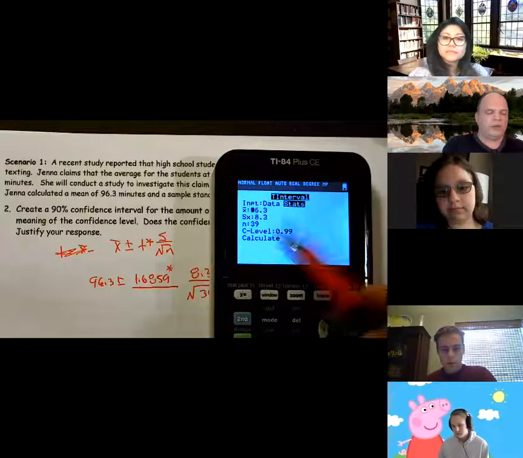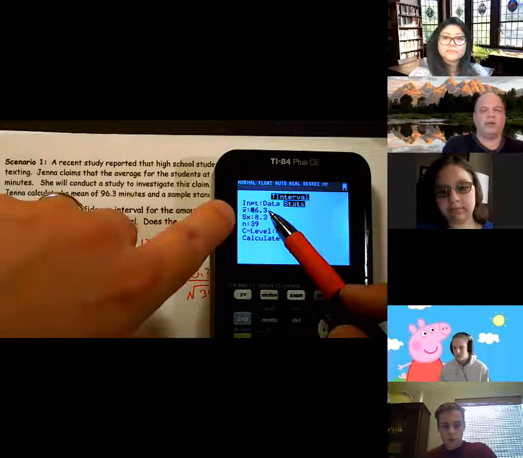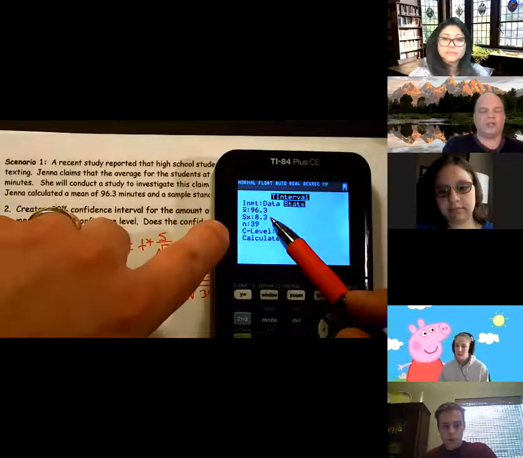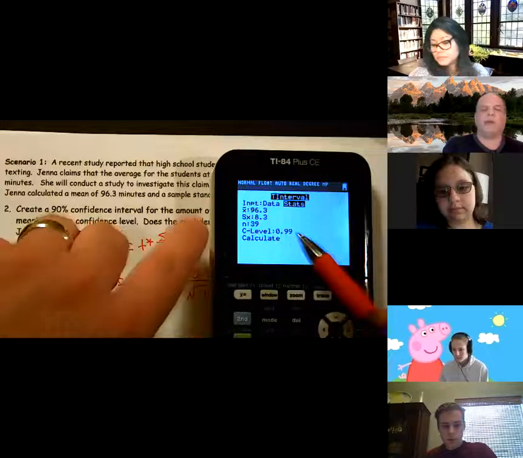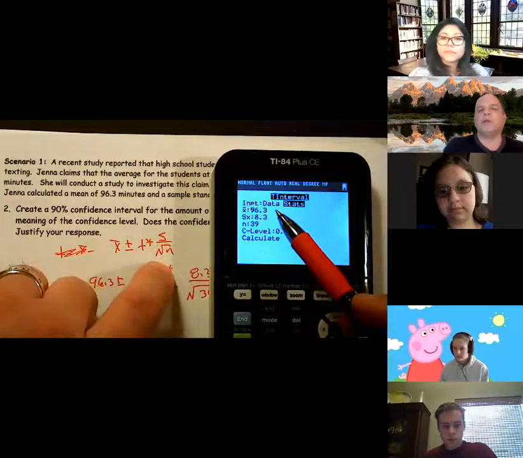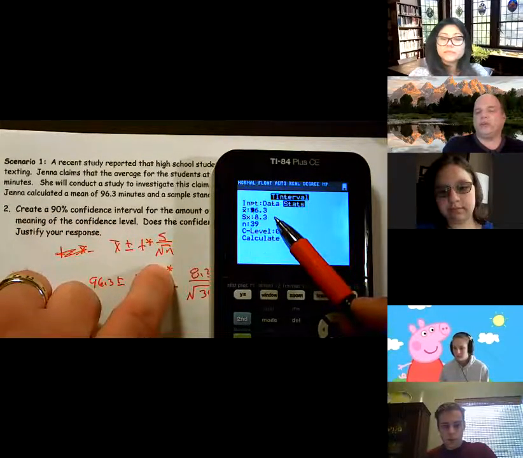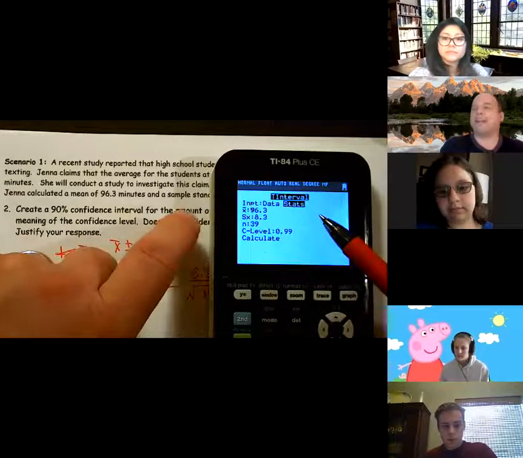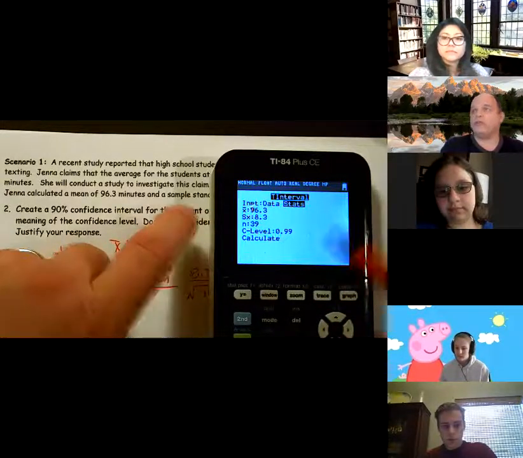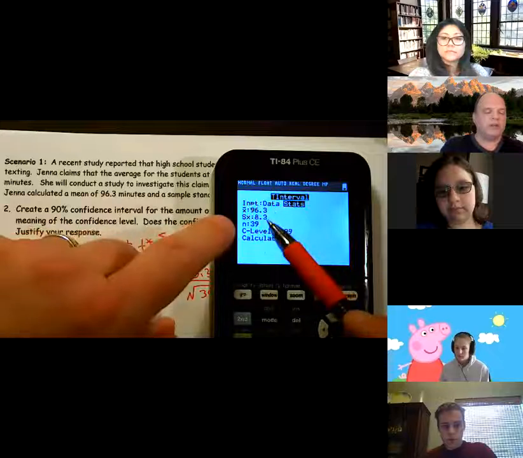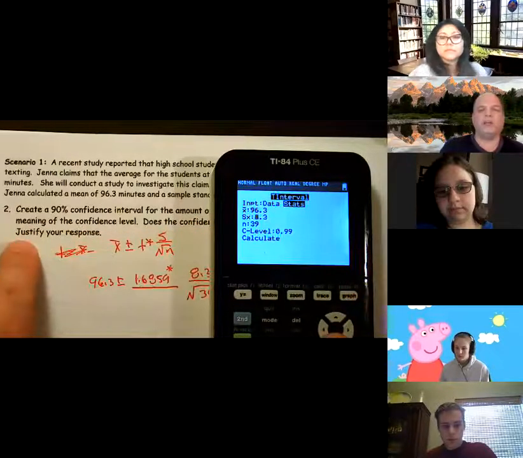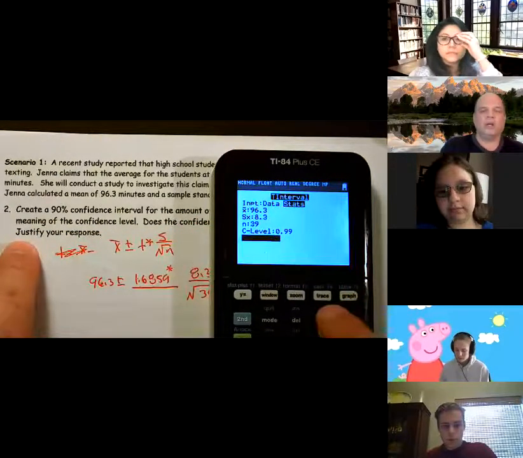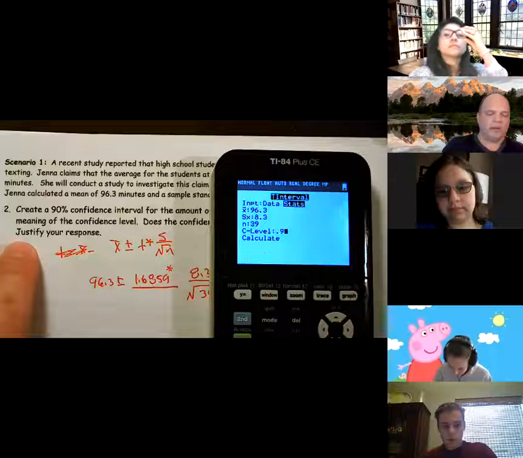I have 96.3 as my sample mean. Make sure you're using the sample mean because it's x bar, my sample standard deviation, and my n of 39. I'm going to make one little comment real quickly. The reason we're using t as opposed to z is because we're working with the sample standard deviation. I should have said that on the other video, but the sample standard deviation is what makes us work with the t. And my confidence level needs to be 0.90.